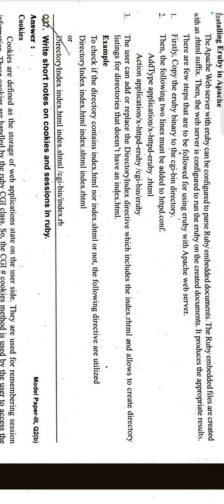Replace the DirectoryIndex directive, which includes index.rhtml and allows creating a directory listing for a directory that doesn't have index.html. For example, if the directory contains index.html or not, the following directive utilizes the directory index: index.html, index.rhtml, or index.cgi, /cgi-bin/index.rb.